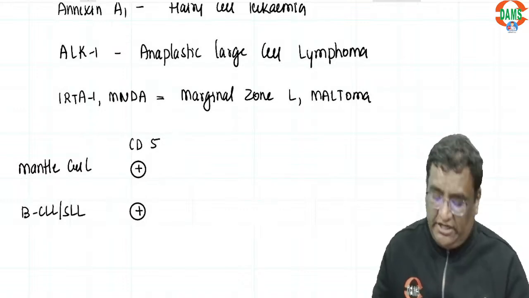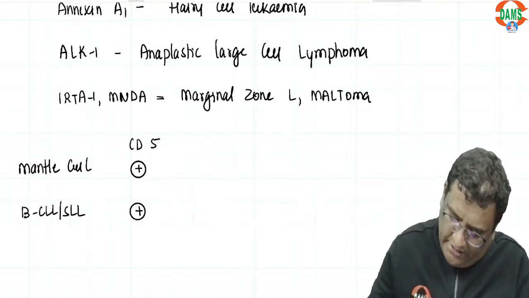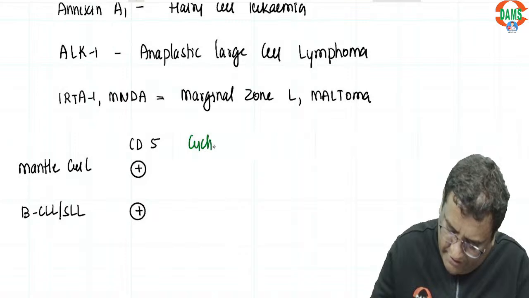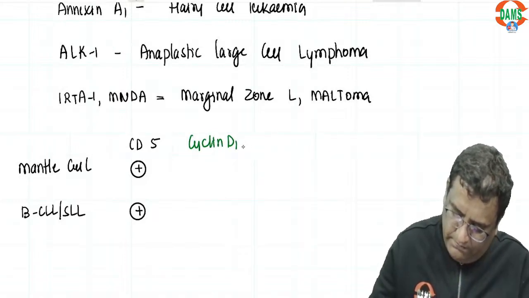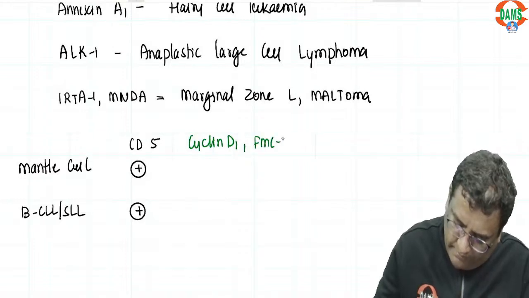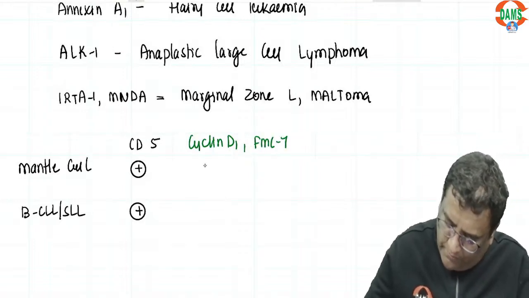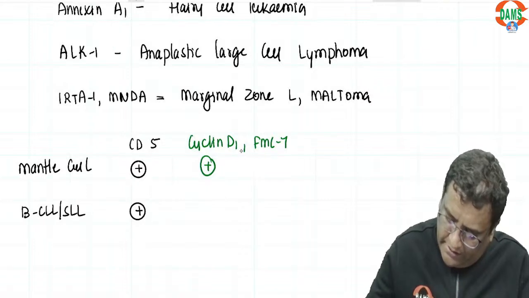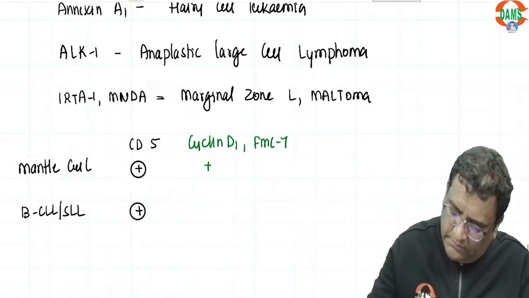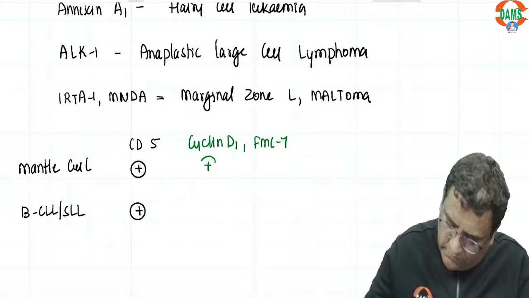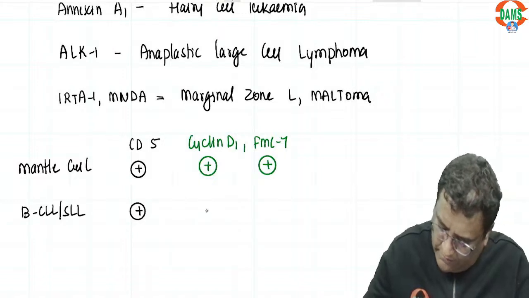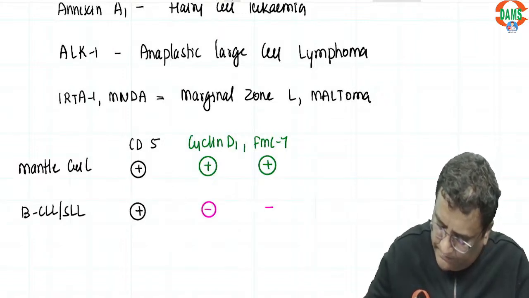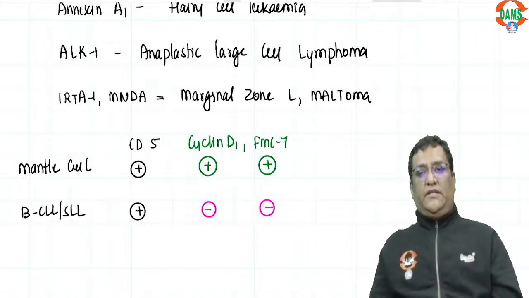How do I differentiate between them? To differentiate, I can use cyclin D1. Anybody remembers where cyclin D1 and FMC7 are both positive? Both of them are positive in mantle cell lymphoma, and they will be negative in BCLL SLL.